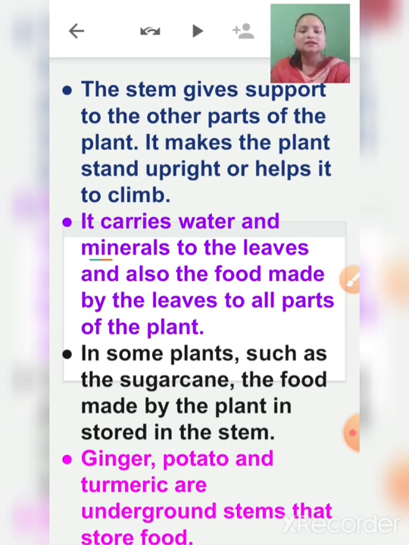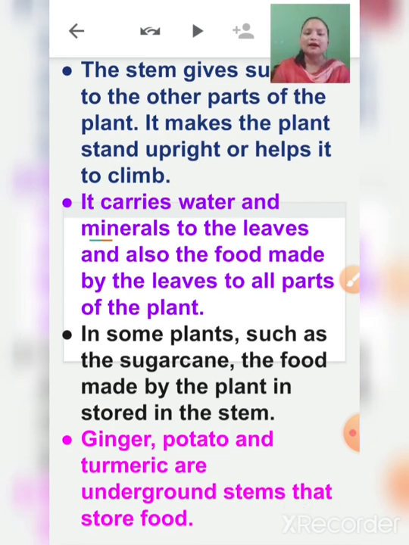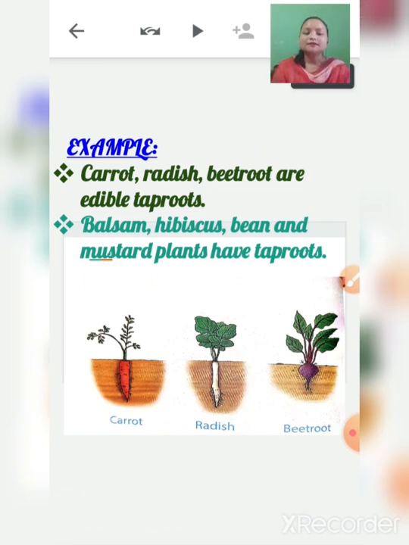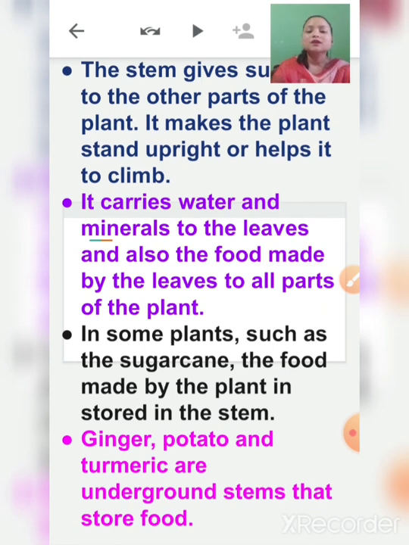In some plants such as the sugar cane, the food made by the plant is stored in the stem. I haven't told you this yet, right? Here you can see carrot, radish and beetroot, these are edible tap roots. That means food is stored where, children? Food is stored in the roots. Same here. In some plants such as the sugar cane, the food made by the plant is stored in the stem.